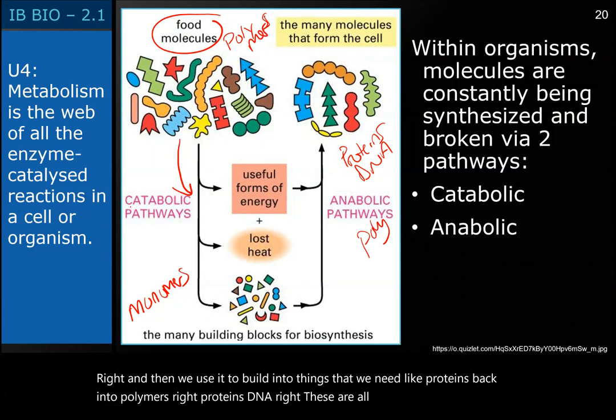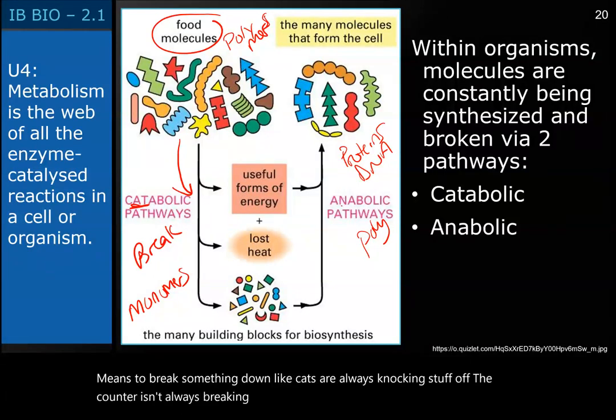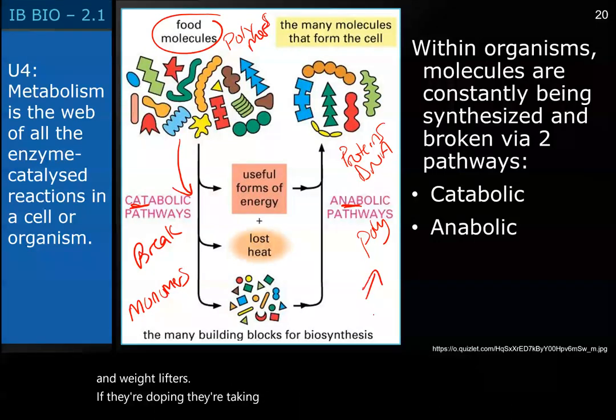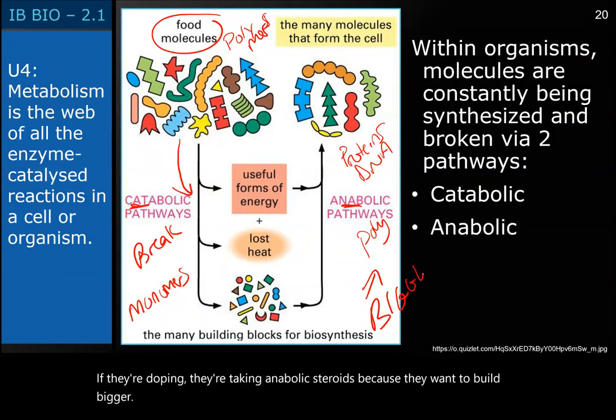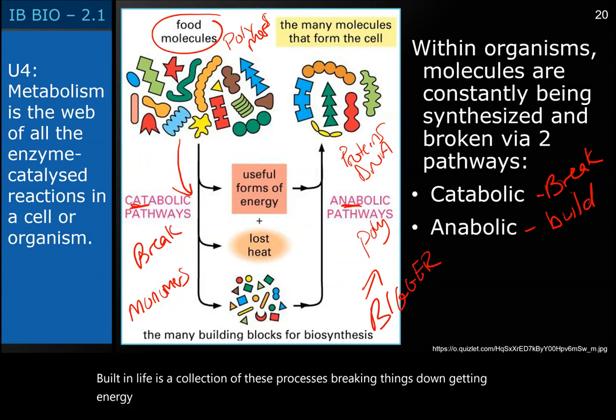So, catabolic means to break something down, like cats are always knocking stuff off the counters and they're always breaking stuff. And anabolic is to build. This is why athletes and weightlifters, if they're doping, are taking anabolic steroids, because they want to build bigger, right? So catabolic, break; anabolic, build. And life is a collection of these processes, breaking things down, getting energy out of it, and then using those pieces like Legos to build the molecules that we need.